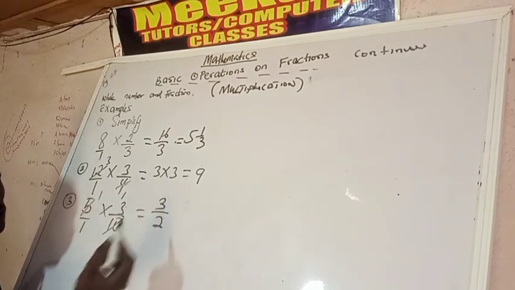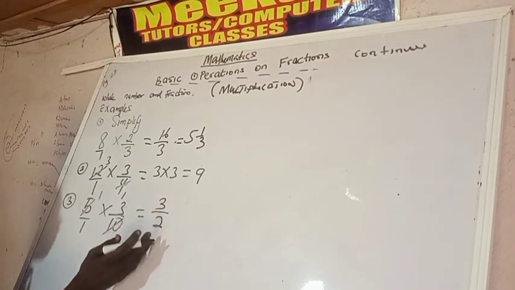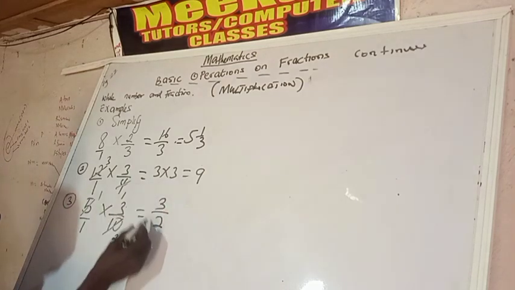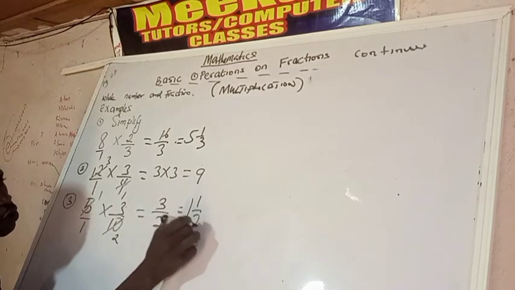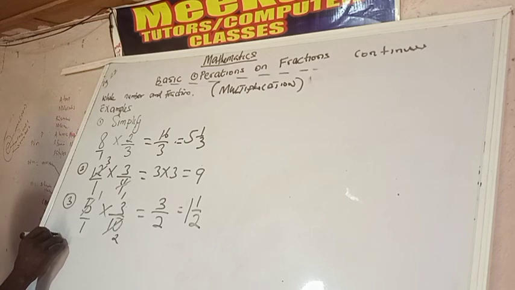You have to check what kind of fraction this one is. This one is an improper fraction. You can convert it to a mixed fraction. How many 2 can go here? This one becomes 1 whole number, 1 over 2. We move to another example here.